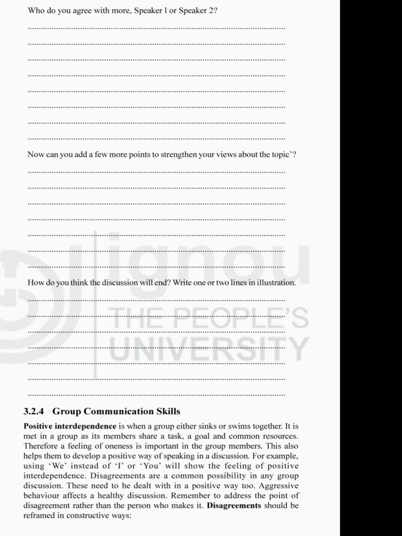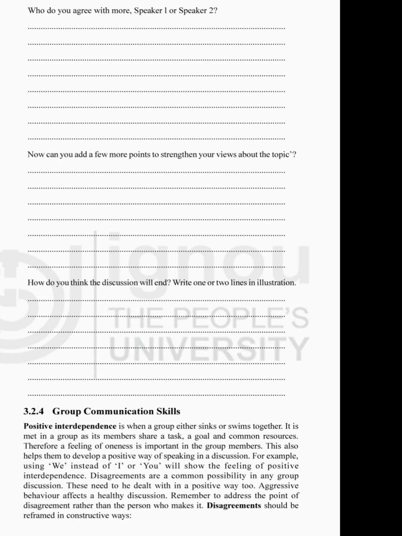Group communication skills. Positive interdependence is when a group either sinks or swims together. It is met in a group as its members share a task, a goal and common resources. Therefore, a feeling of oneness is important in the group members. This also helps them to develop a positive way of speaking in a discussion. For example, using we instead of I or you will show the feeling of positive interdependence.